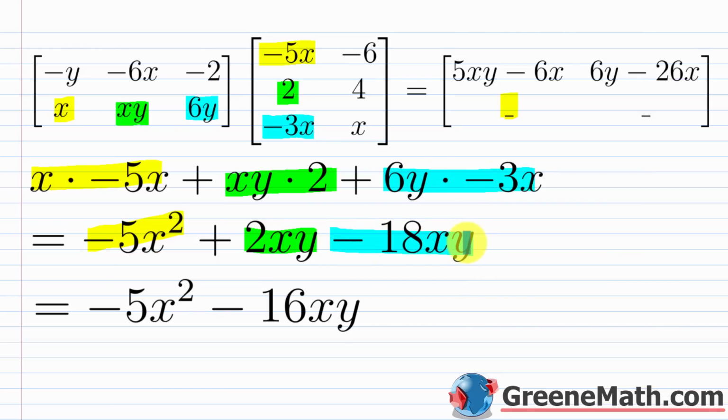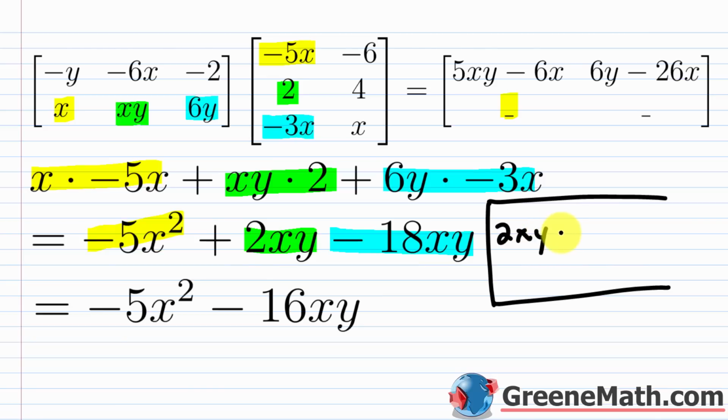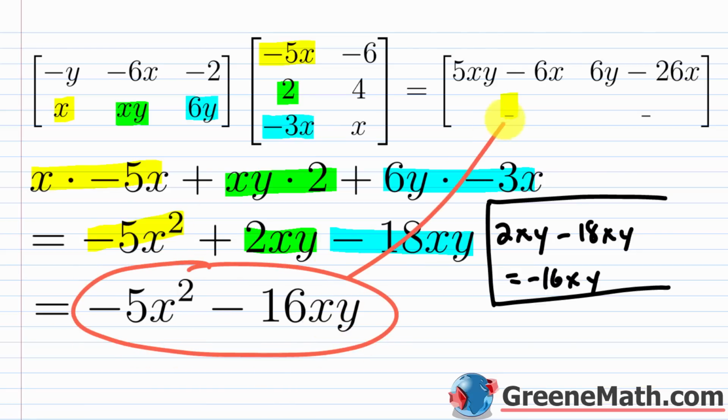Again, looking at it, you can combine like terms here. Because if we look at this part right here, let me just put a little border off to the side. You have 2xy and then minus 18xy. This would be equal to 2 minus 18 is negative 16. And then xy comes along for the ride. So that's where this part right here is coming from. So basically you have negative 5x squared minus 16xy. So this right here is going to go in that position right there.